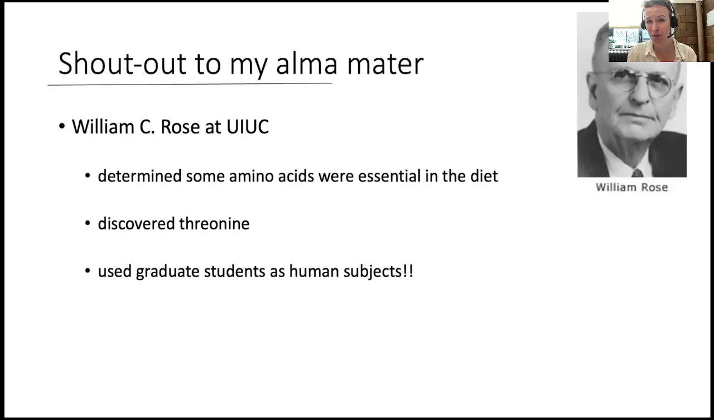So how did he know that an amino acid was essential in the diet? Well, he'd feed them very specific, restricted diets that didn't contain certain amino acids, and he would see if they got sick or not. Would not recommend.